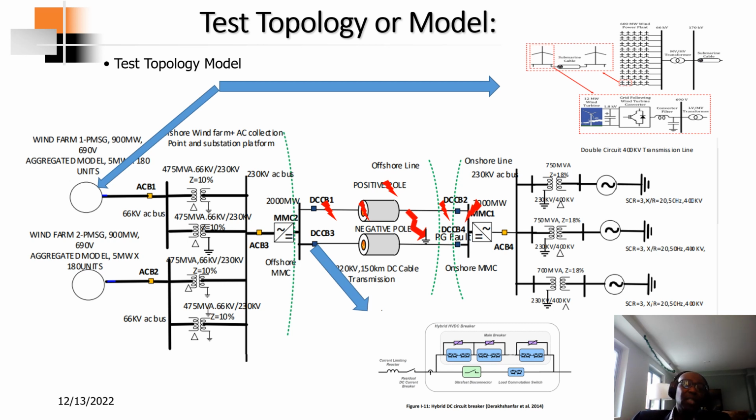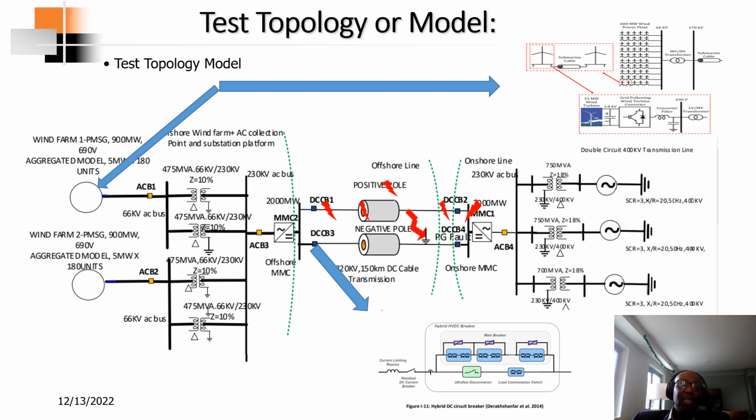These transformers are all connected in parallel, two of them for each wind farm. They step the voltage from 66 kV to 230 kV to achieve a 230 kV AC bus on the AC side of the offshore MMC. Each transformer is rated at 475 MVA, and the impedance is 10%.